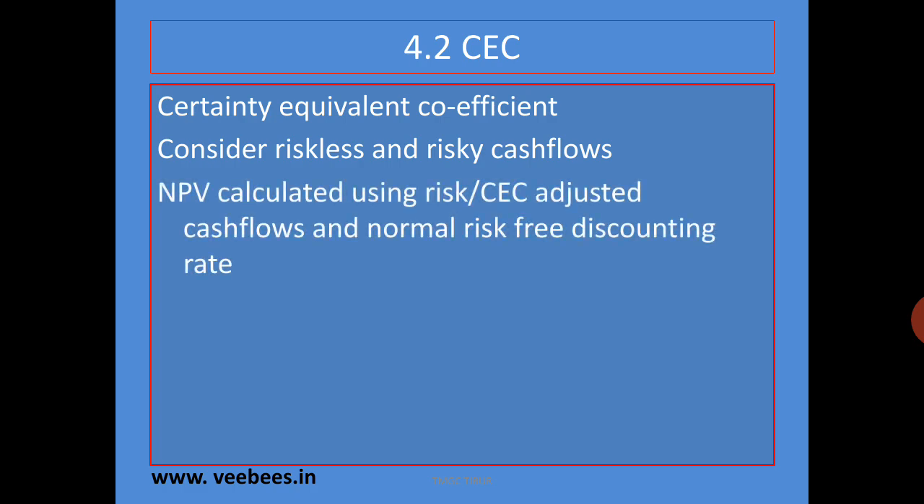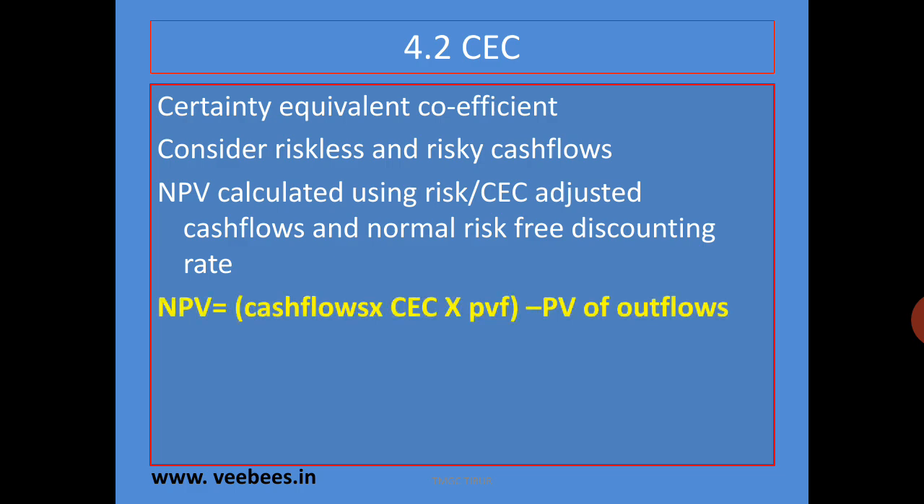In this case, NPV is calculated using the risk adjusted or CEC adjusted cash flows and the normal risk free discounting rate. That is, NPV is calculated using the following equation. NPV is equal to inflow of cash into CEC into PVF.